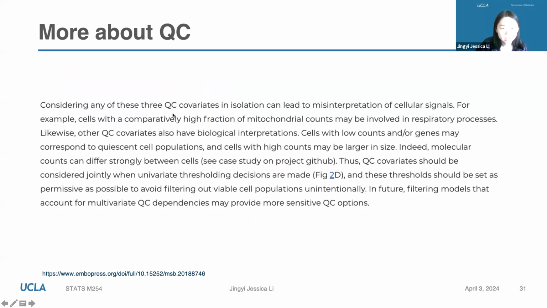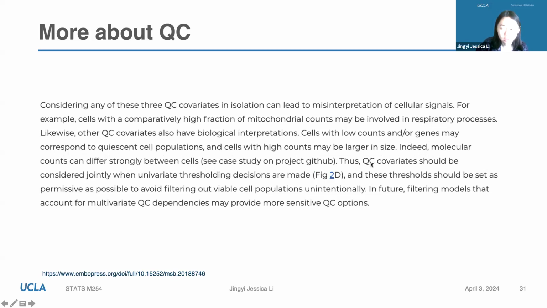Considering any of the three QC covariates in isolation can lead to misinterpretation of cellular signals. For example, cells with a comparatively high fraction of mitochondria counts may be involved in respiratory processes. Likewise, other QC covariates also have biological interpretations. Cells with low counts and/or genes may correspond to quiescent cell populations, and cells with high counts may be larger in size. Indeed, molecular counts can differ strongly between cells. See case study on project.